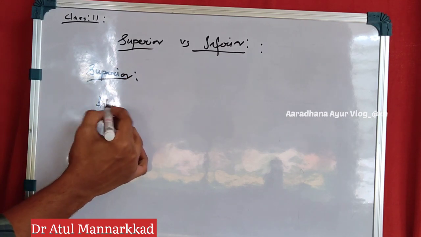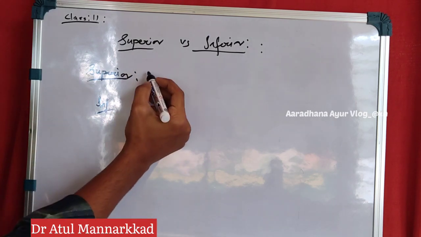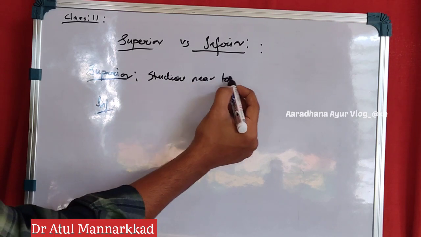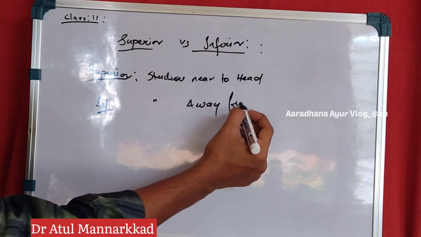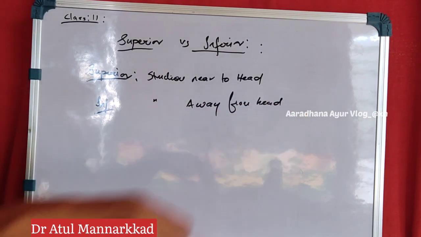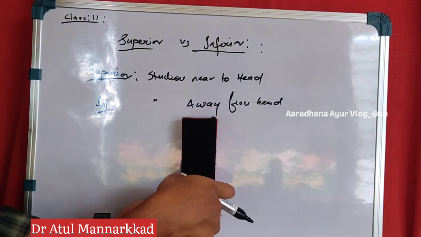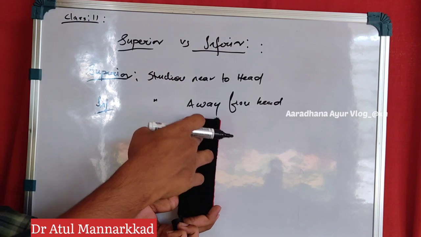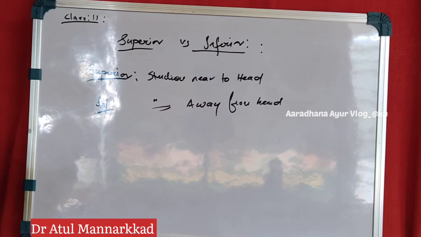Superior and inferior. Any structure which is near to the head we call superior, and away from the head we call inferior. If you are considering this as an object, or this is a human body, considering this as a head and this as a tail, meaning the foot, then any structure which is near to the head we call superior, and structures which are away from the head will be called inferior.